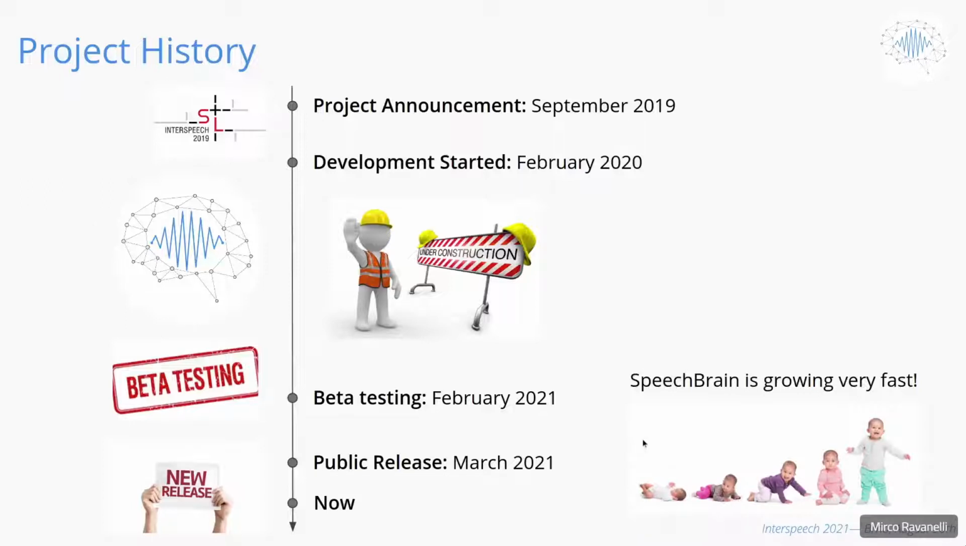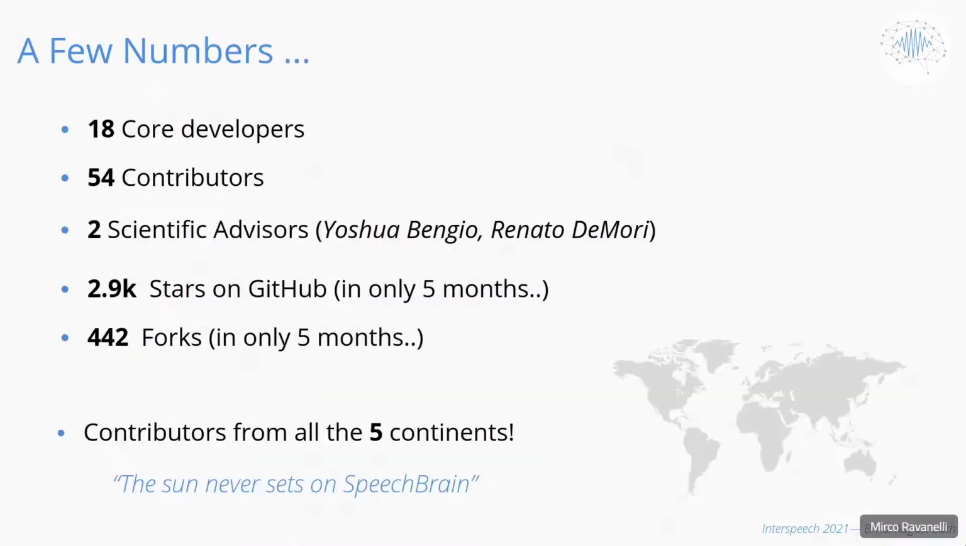We had a very positive reaction from the community, and SpeechBrain is now growing very, very fast. Just a few numbers here. We started development with 18 core developers. Now we have 54 contributors. We have a couple of scientific advisors, Yoshua Bengio and Renato De Mori. We got 2.9K stars on GitHub in only 5 months, and more than 400 forks.